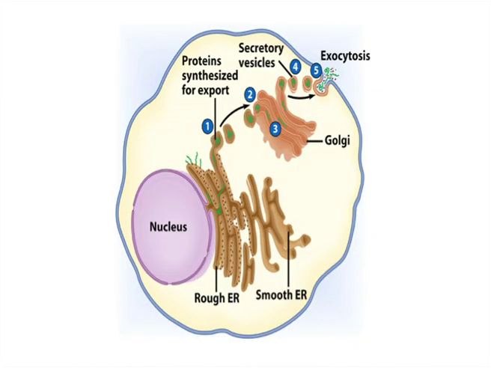The smooth endoplasmic reticulum lacks ribosomes. It is involved in the lipid synthesis process. The synthesized proteins and lipids move from the endoplasmic reticulum and reach the Golgi complex. This transport process is carried out by vesicles. Generally the vesicles are pinched off from the endoplasmic reticulum, reach the Golgi complex and fuse with it.